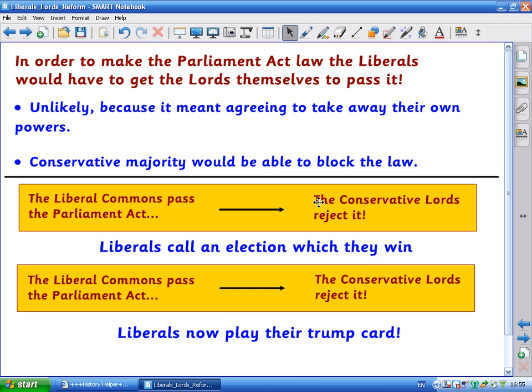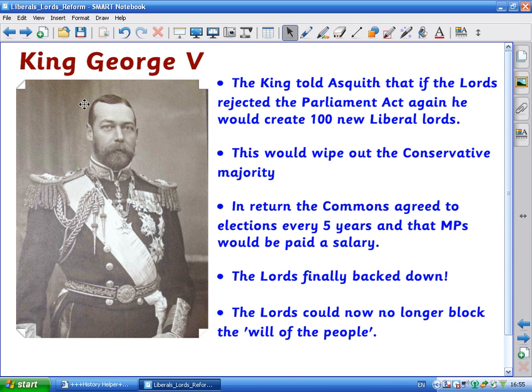Alright, now this is very, very important. King George V. Now the King is sympathetic to what the Liberal government are trying to do to make the lives of the poor better. So the King told Asquith, the Prime Minister, that if the Lords rejected the Parliament Act again, he would then create 100 new Liberal Lords. This would wipe out the Conservative majority. In return, the Commons would agree to elections every 5 years, and also that MPs would be paid a salary.